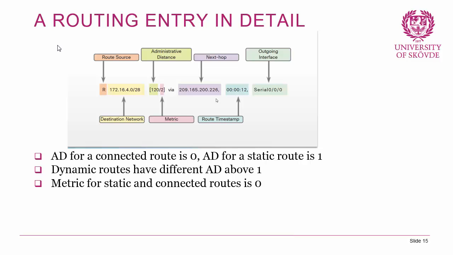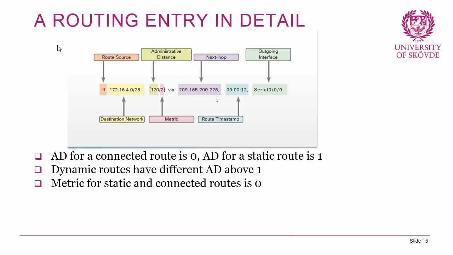So then we have the metric, and the metric will be calculated differently depending on how the route is learned. For dynamic routing protocols, the metric can be very different, but when you're using RIP, the metric will be the hop count, the number of routers that you have to traverse to get to the destination network. And the metric for all static and connected routes will always be 0, unless you do a static route where you specify the metric.